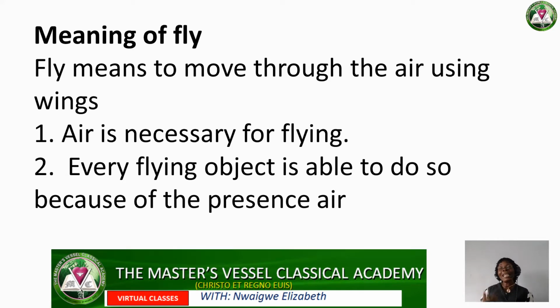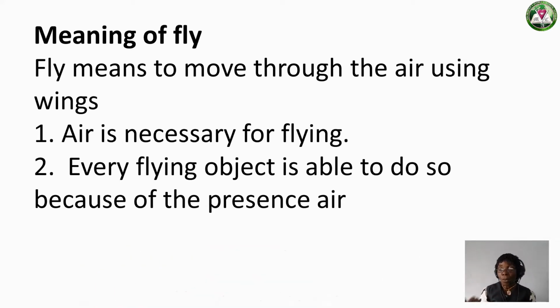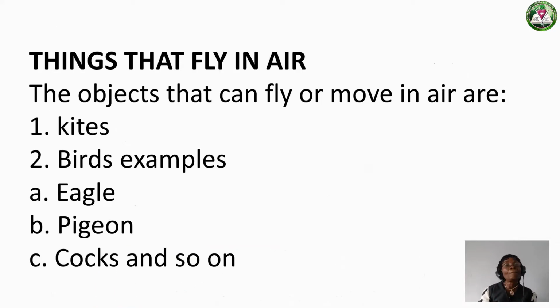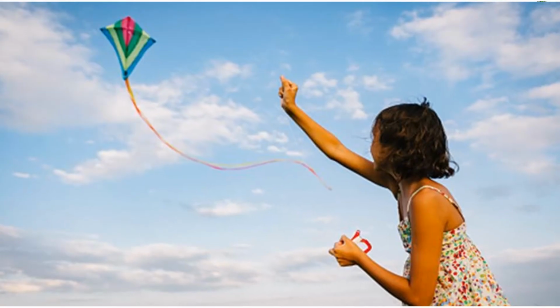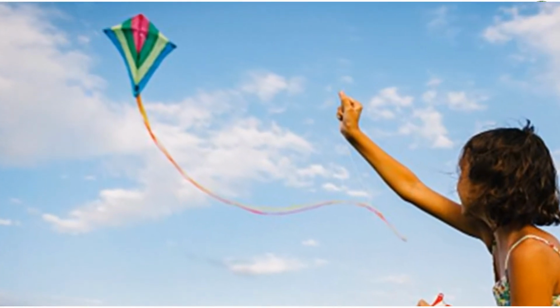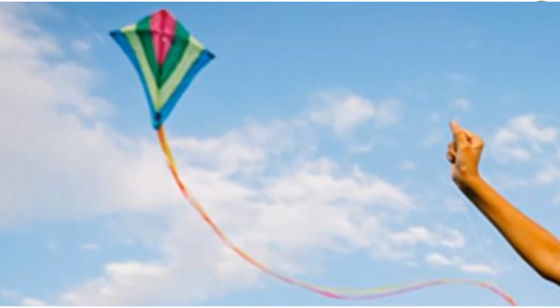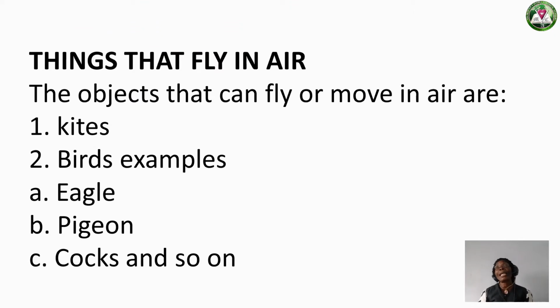You discover that air is necessary for flying, and without air, no object will fly in the air. Now let us consider the things that move or fly in the air. One of them is the kite. What is a kite? A kite is a nylon toy, which is made up of cloth or paper with strings tied at the end.